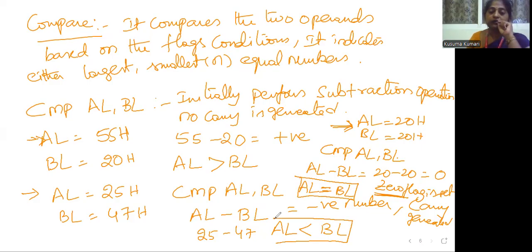So based on the carry flag and zero flag, it initially performs the subtraction operation, and based on the carry flag and zero flag conditions, it indicates whether the destination operand is greater than, less than, or equal to the second number. Okay, that is the compare instruction.